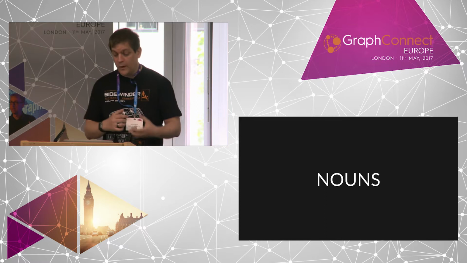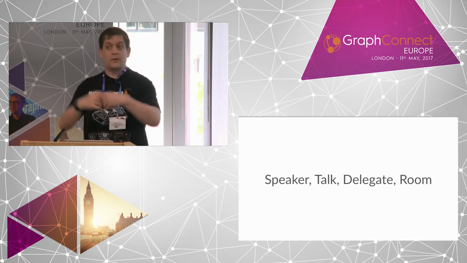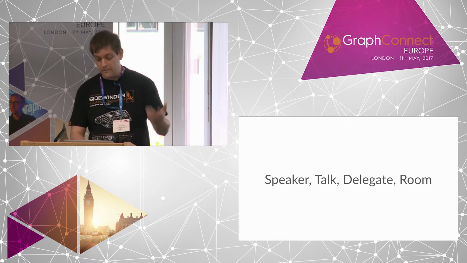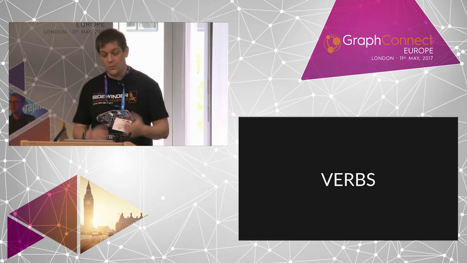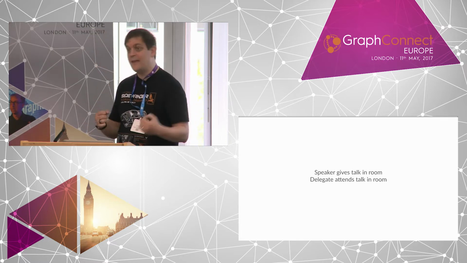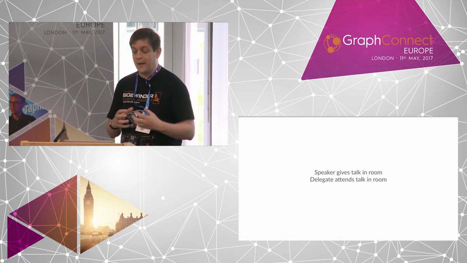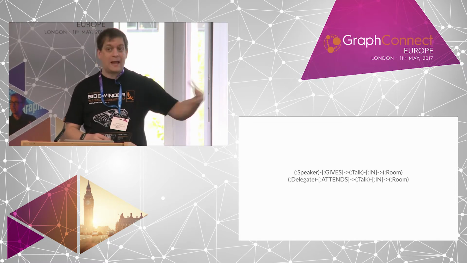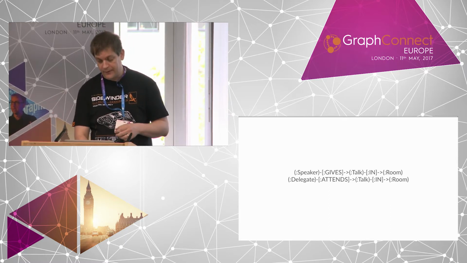So if you're going to model the world, let's start with the nouns of that world. If I was going to model this conference, we might start with a speaker, talk, delegate, and room. Taking our nouns, we can then form sentences with verbs. Speaker gives talk in room, and delegate attends talk in room. We're creating a model that we can reason about because it's using natural language, so we can just talk about it. Once we have our nouns and our verbs, we have labels and relationships. The graph model just falls out, nice and easily.